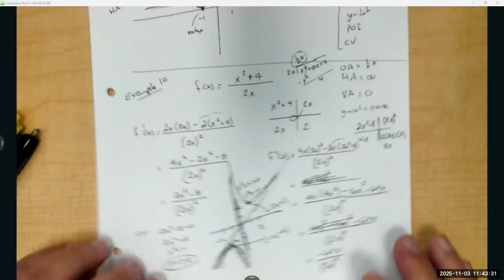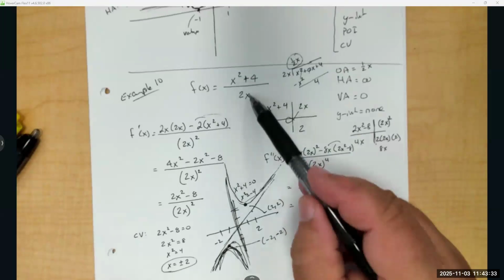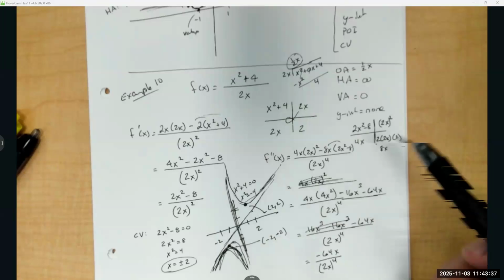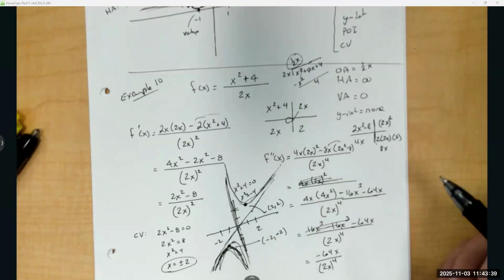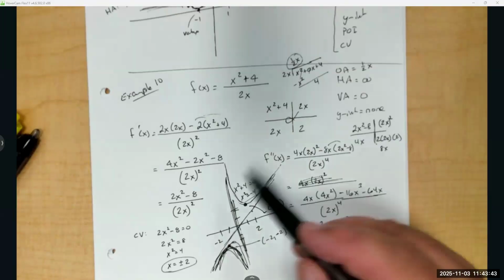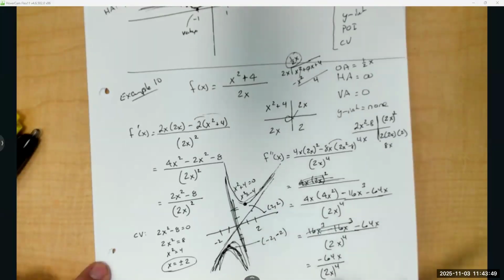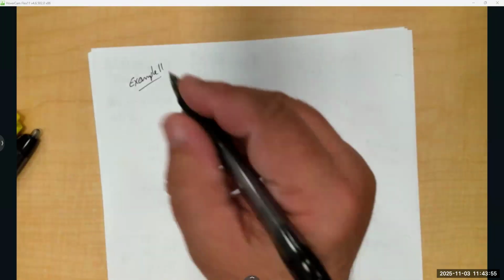Oh, I'm sorry. Let's just say, once we saw this function had an oblique asymptote, we didn't have to worry too much about the second derivative, really, because they really didn't show us anything. This is always going to be concave down. This is up. This is always going to be concave down. So, it didn't provide us any other information.